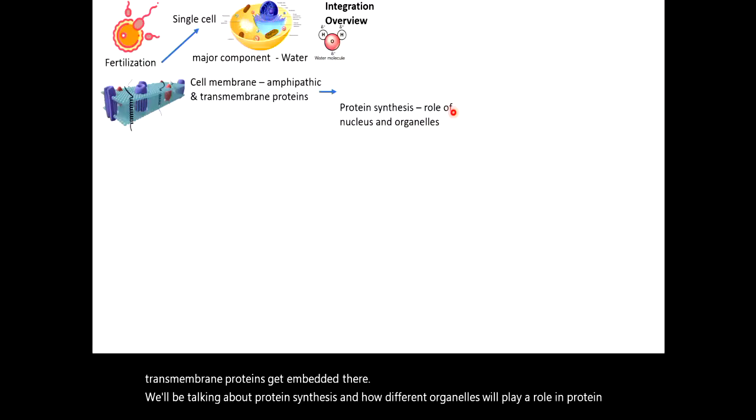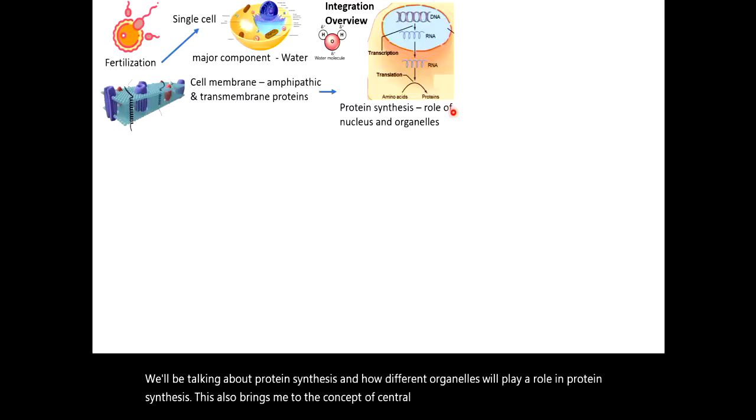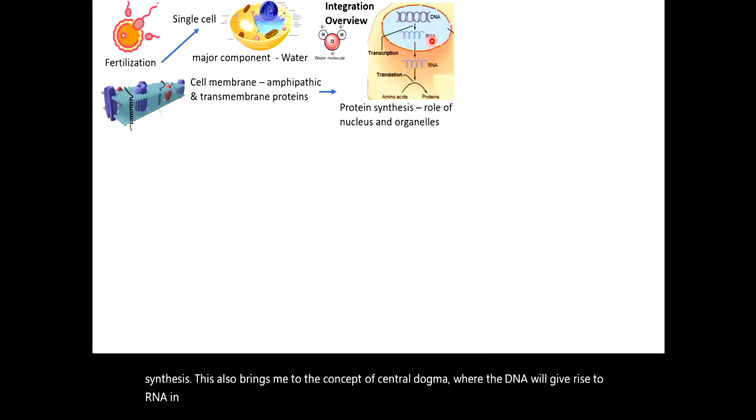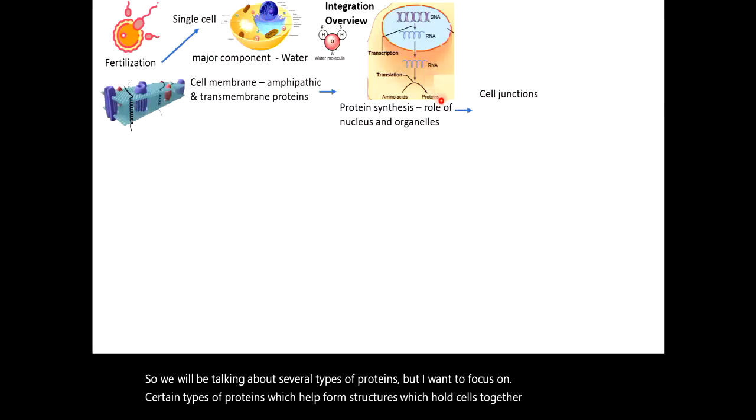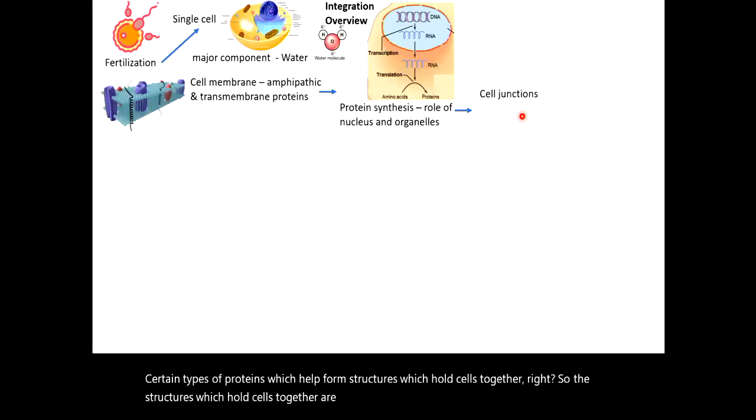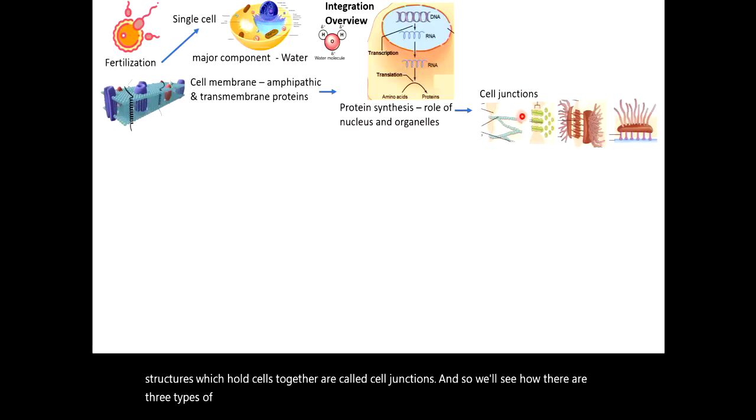This also brings me to the concept of central dogma, where the DNA will give rise to RNA in the nucleus. The RNA is going to leave the nucleus into the cytoplasm, and there it is going to be translated to make proteins. So we will be talking about several types of proteins, but I want to focus on certain types of proteins which help form structures which hold cells together, right? So the structures which hold cells together are called cell junctions, and so we'll see how there are 3 types of cell junctions we'll be considering, right?